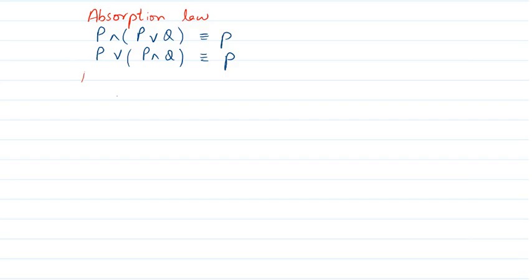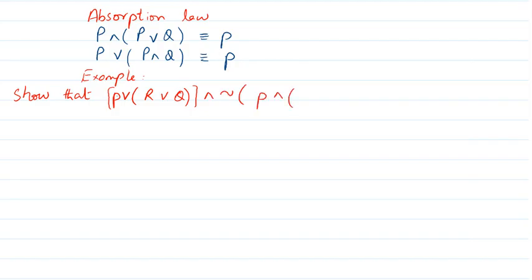Let me go through an example. Show that (P or R or Q) and (not of P and not of Q and not of R), sorry, not of P or not of Q ANDed with not of R, is equivalent to Q or R.